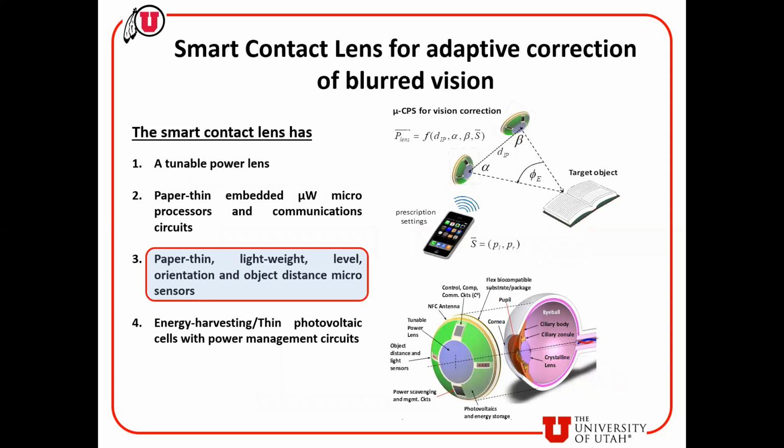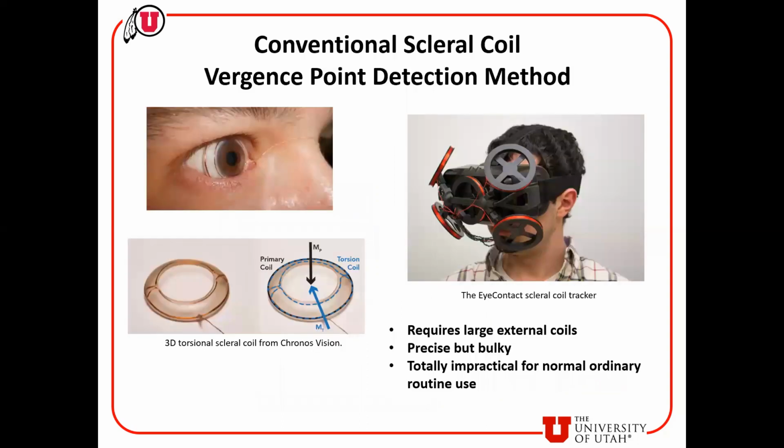This slide shows the schematic of our adaptive smart corrective contact lenses concept. It requires tunable power lenses, an object distance sensor, and built-in computing and communication electronics, all built on a thin contact lens substrate. The smart contact lens system continuously adjusts the tunable power lens to produce clear images of observed objects at all object distances, effectively restoring lost accommodation.